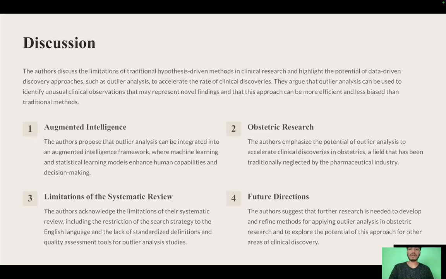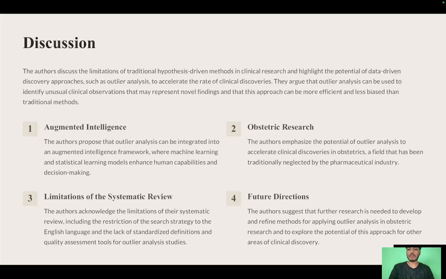They argue that outlier analysis can be used to identify unusual clinical observations that may represent novel findings, and that the approach can be more efficient and less biased compared to the traditional methods. Augmented intelligence, obstetric research, limitations of the systematic review, future directions. These are the four main topics we are talking about. First one is augmented intelligence. The authors propose that outlier analysis can be integrated into an augmented intelligence framework where machine learning and statistical learning models enhance human capabilities and decision making.